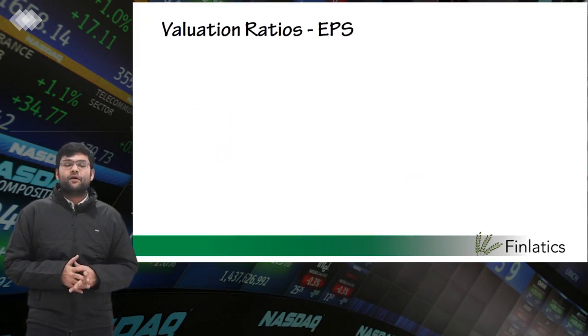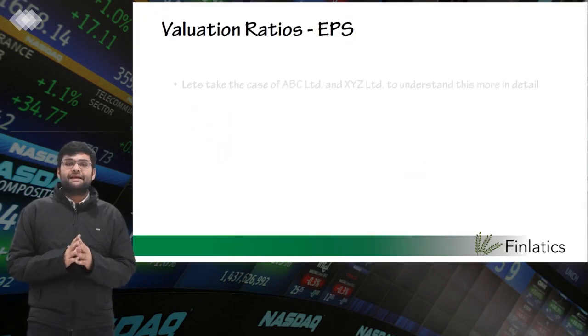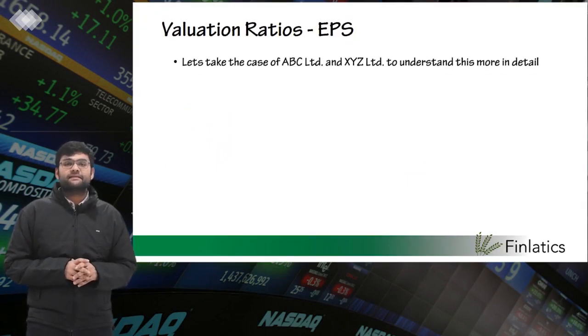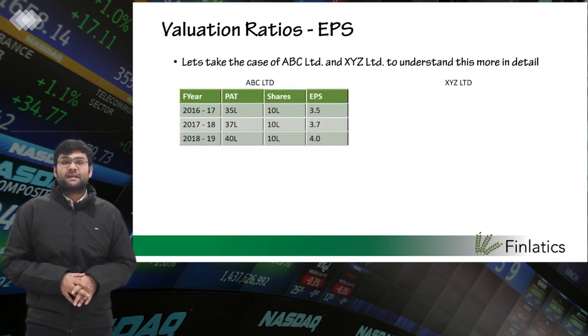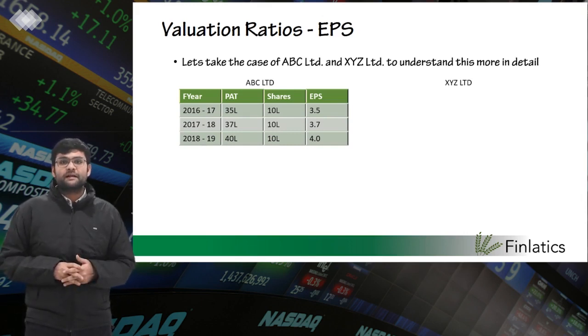Let us take the case of ABC Limited and XYZ Limited to understand this more in detail. As we can see, in the case of ABC Limited, over a span of 3 financial years, the EPS grew from 3.5 in 2016-17 to 4 in 2018-19.